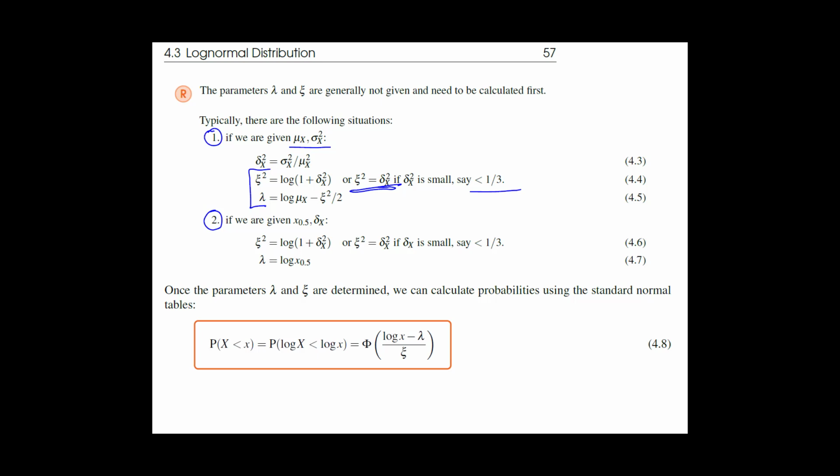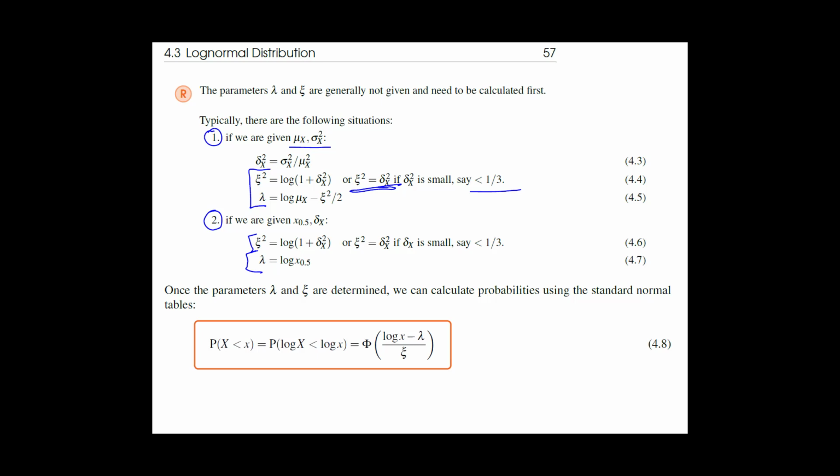All right, the other typical situation is that you're given the median x of 0.5 and the coefficient of variation. This is the simplest case because you see again the same argument: psi squared is going to be the coefficient of variation squared if it's small. If it's not, it's just the log of 1 plus delta squared. But the other thing is that lambda is simply the log of the median of x, and that's coming in a minute. All right, so those are typical situations.